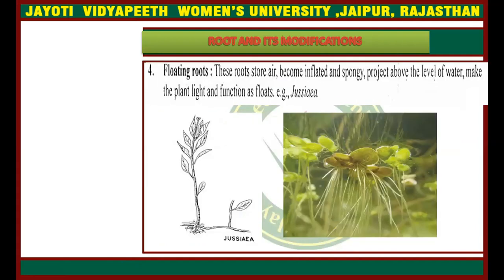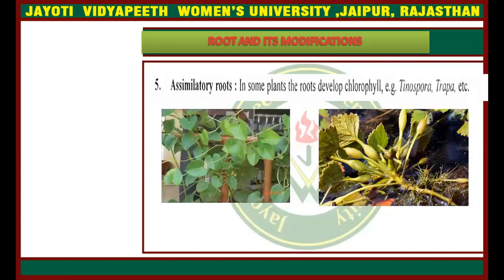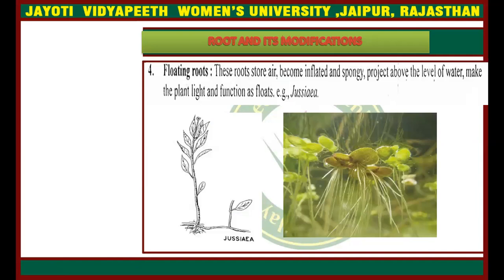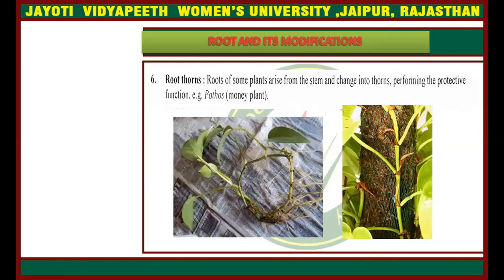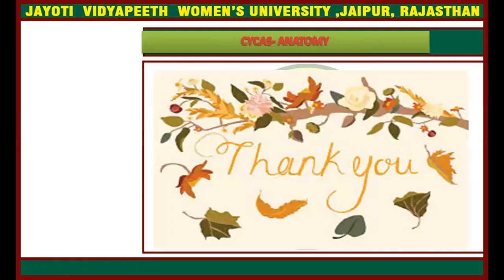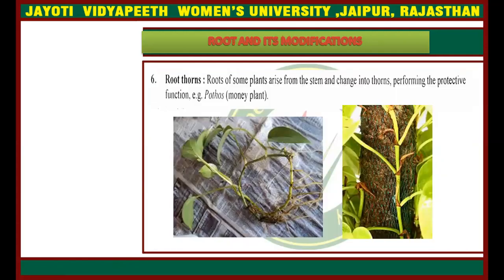Floating roots are inflated and spongy and make the plant light so that the plant floats, like in Jussiaea. The assimilatory roots develop chlorophyll. The thorn roots, as you can see in the money plant or pothos, arise from the stem and change into thorn, and this is protective in function.